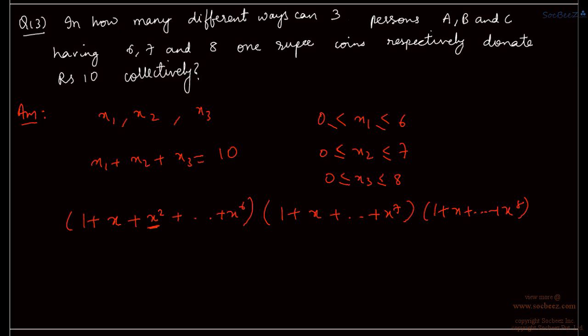So I look at this expression, and what I understand is the different terms here, when multiplied and when finally I get that huge expression, are nothing but the total amount donated by these 3 persons collectively. Okay, but I know that they have to donate 10 rupees collectively, right? So the only term I'm interested in is x power 10. This is the part where this problem becomes very interesting. All I am concerned with now is the coefficient of x power 10, and that should give me the total number of different ways in which these 3 persons A, B and C donate 10 rupees.